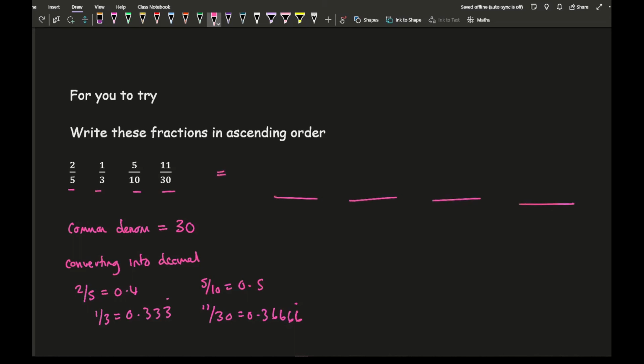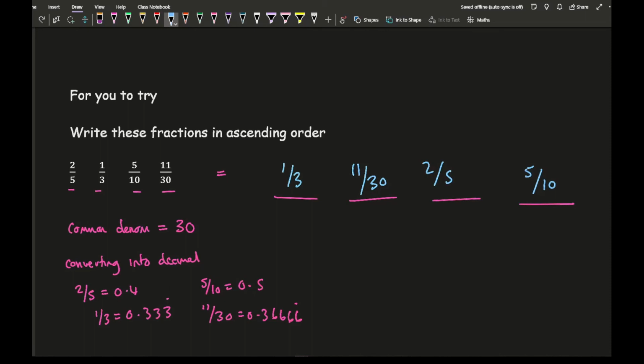So looking at this, which ones are going to be in our correct order? So again, I set up my 4, in which then what we've got is our smallest is going to be a third, our next smallest is going to be 2/5, and then it's going to be, no it's not, it's going to be 11 over 30. Then it's going to be 2/5, and then finally it's going to be 5 over 10.